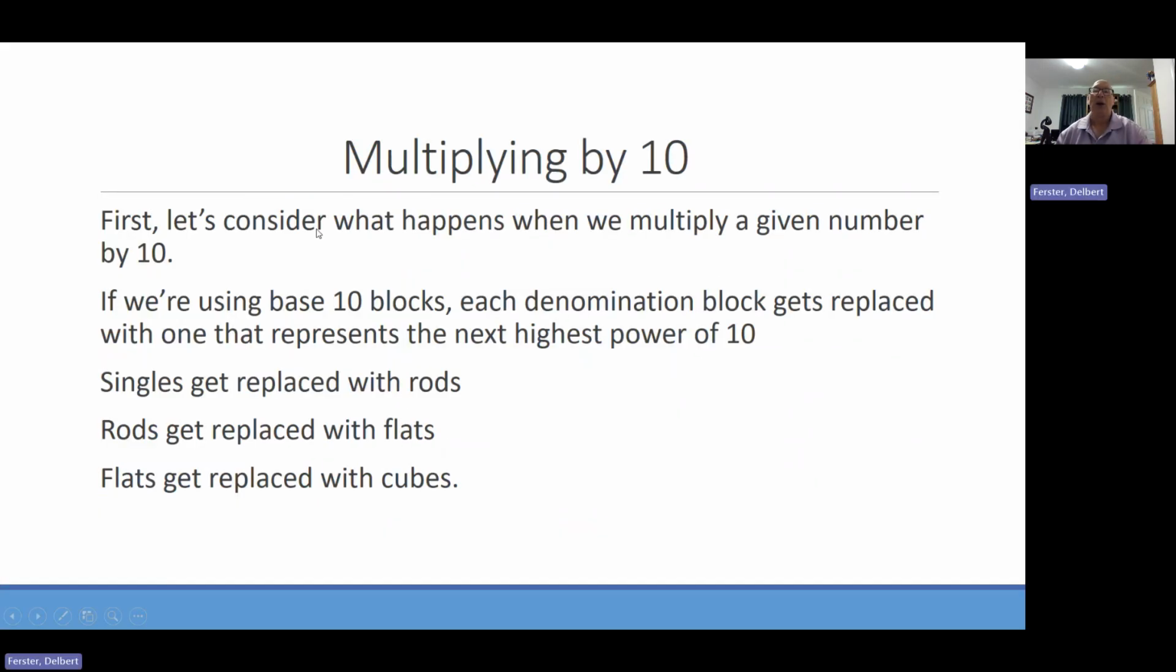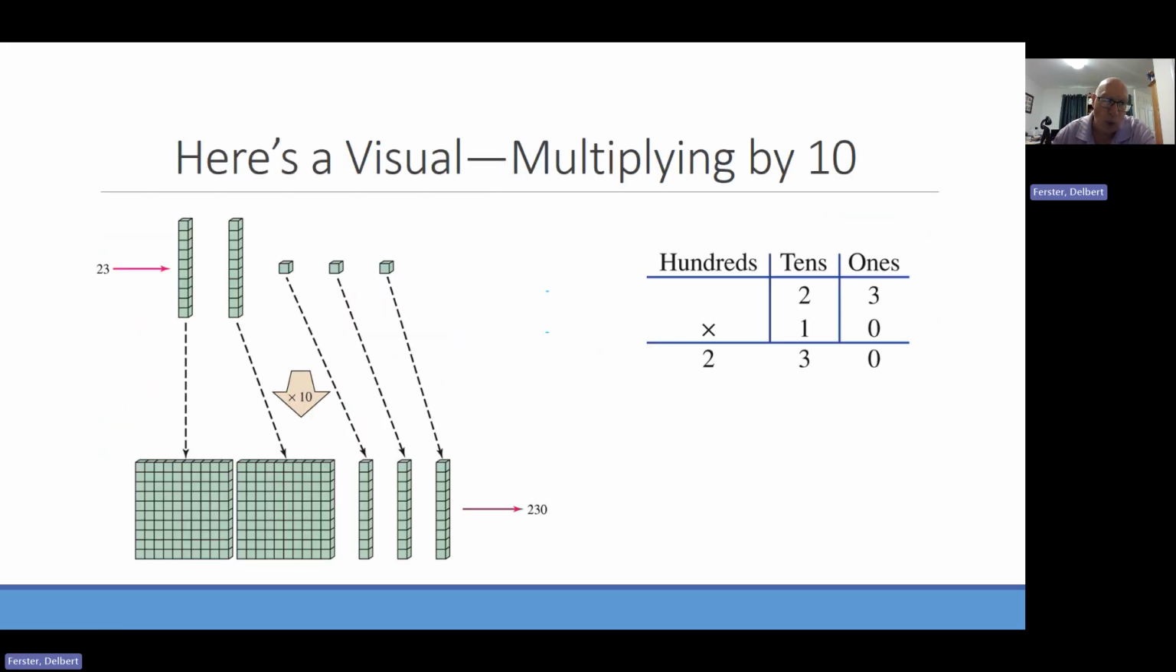There we go. So the idea of multiplying by base 10, if we are using base 10 blocks, if you're multiplying by a factor of 10, what happens is every stick will become a flat. Every single gets to become a rod. And if by chance we had flats, then some of you might remember that your three-dimensional cube showed up as well. So again, you could say, well, we're going to multiply by 10. It's an easy way. There's the visual for you.